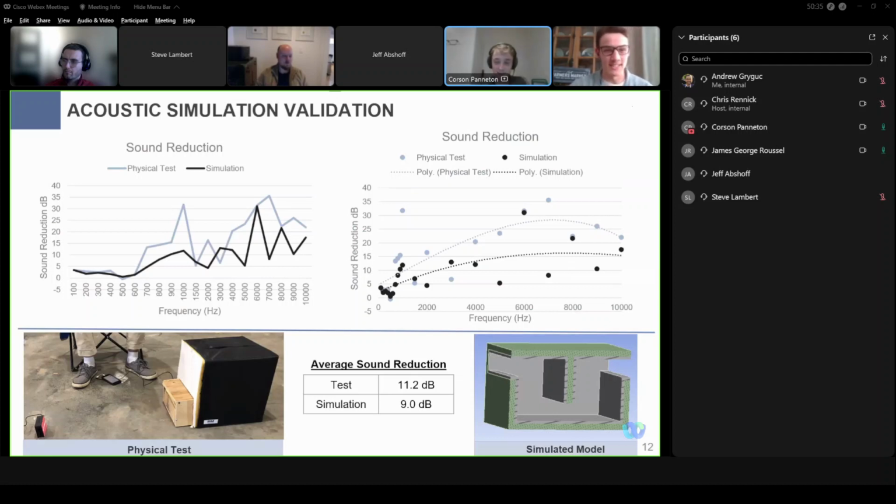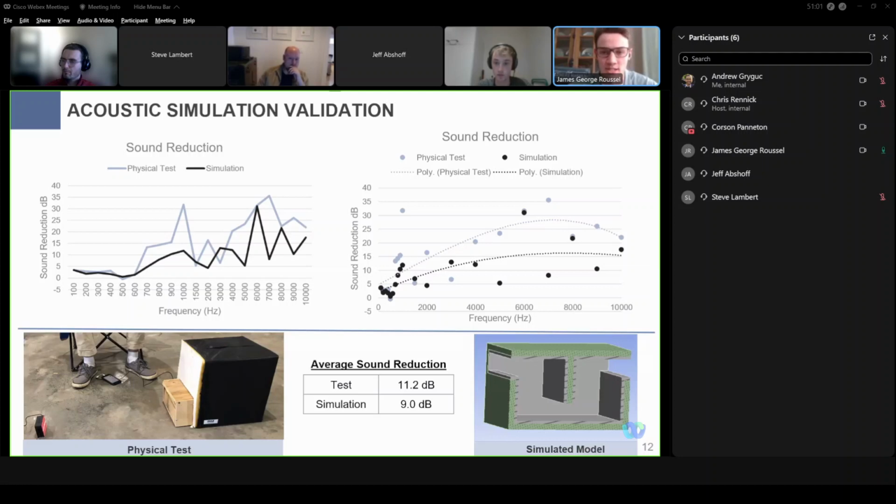So yeah, like I was saying, we did a validation here to make sure our simulation was valid in the real world. So you can see in the top left, we did sound reduction for both the physical test and simulation. And you can see it follows a similar trend to the physical test. We just missed a few peaks and valleys there, and this is further shown in the right graph.